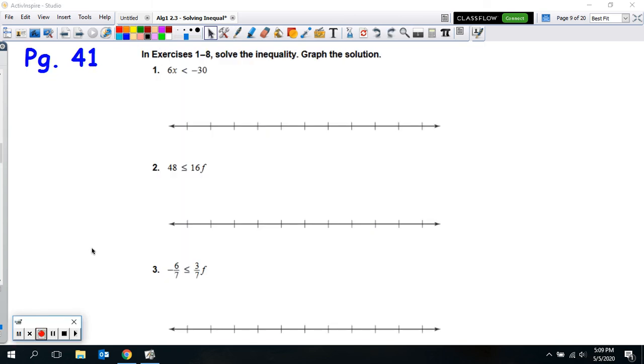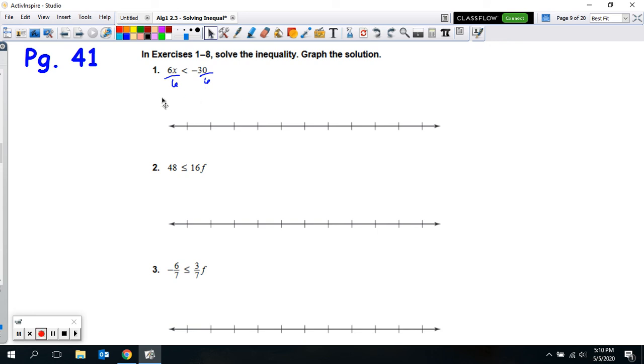All right, on page 41, our first three problems say solve the inequality and graph the solution. As we've been doing in the last couple of lessons, we are graphing our solutions on the number line. First, number 1, we get 6x is less than negative 30. To solve it, we solve it exactly the way we would if it was an equation. We have to get the x by itself. I need to undo the 6. The 6 is being multiplied, so we undo it by dividing. We divide by 6 so that 6 over 6 cancels. We do that to both sides, as we always know, so we divide the other side also by 6.